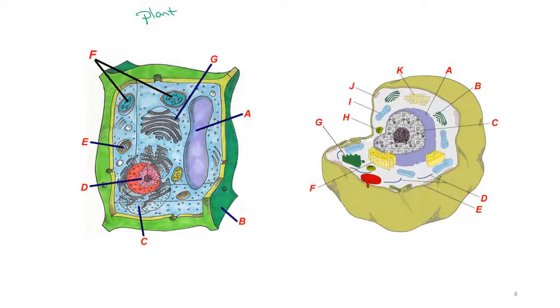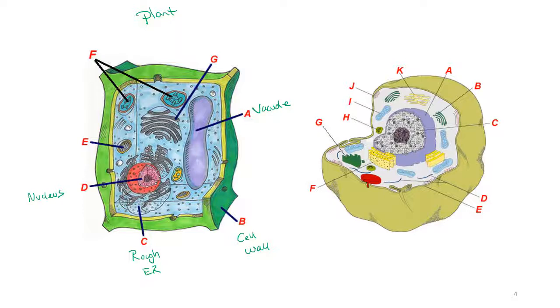So A, what part is A pointing to? It's pointing to the vacuole. What about B? It is the cell wall. C? The rough ER. D is pointing to the nucleus. What about E?